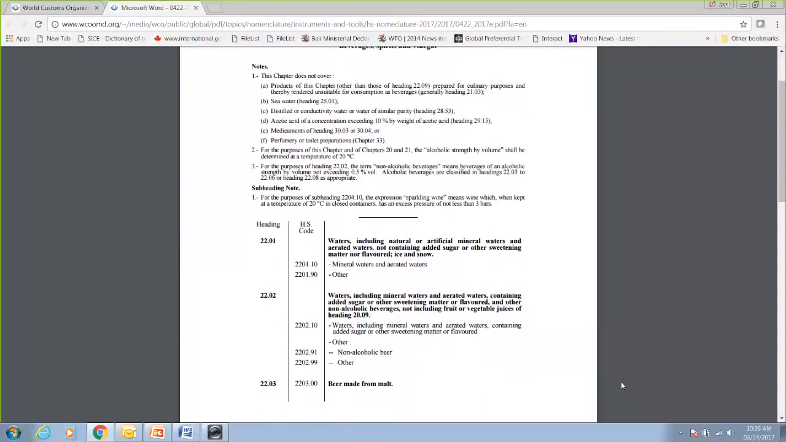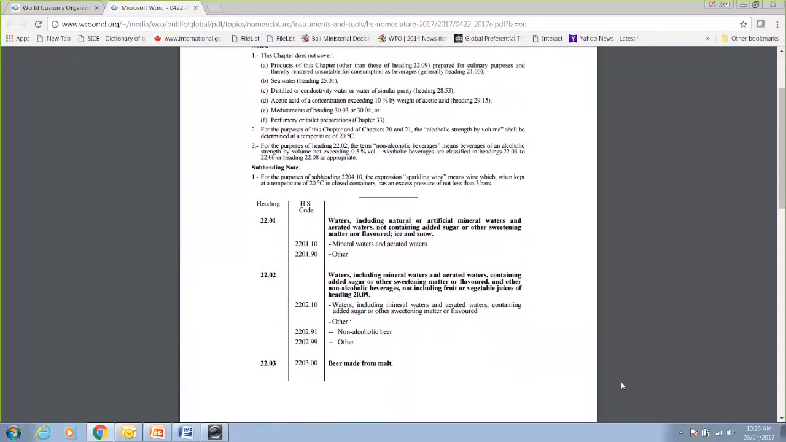So depending on your specific product, that's where it would be classified. What is the product exactly that you are producing? If it is a product which does not contain any added sugar, it would be under 2201. If it has added sugar or flavoring and that kind of thing, it would be under 2202.